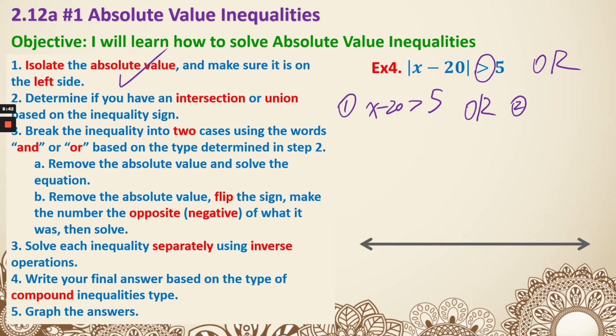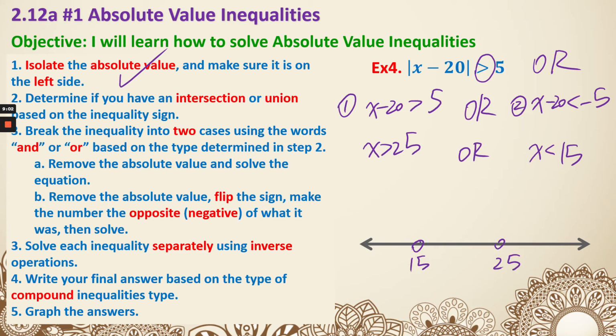Or, second case, flip the sign and flip the number. So this one you will get x is greater than 25. Or, this one, add 20 on both sides, x is less than 15. Start graphing. 15 is right here to the left, 25 is to the right.